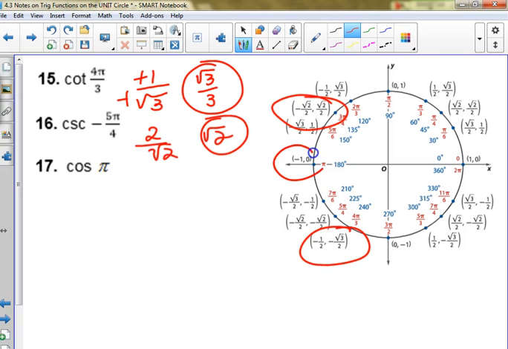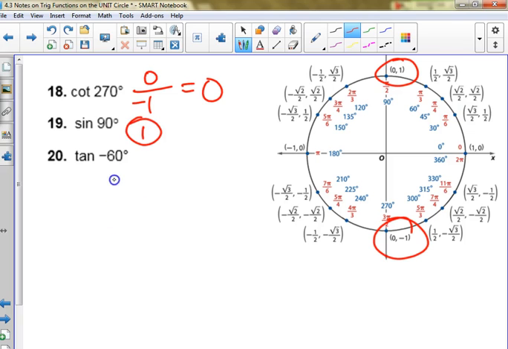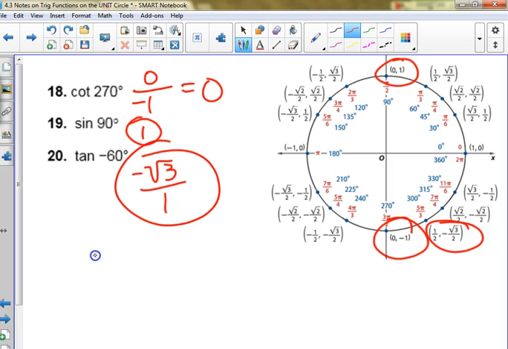Cosine at pi, right here. What's the cosine? X or y? X, so it's just negative 1. Cotangent at 270. Well, tangent is y over x, so cotangent is x over y, which is 0. Sine at 90, right back up here. The sine is just the y value, and you're done. Negative 60 is right here. Tangent is y over x. Okay?